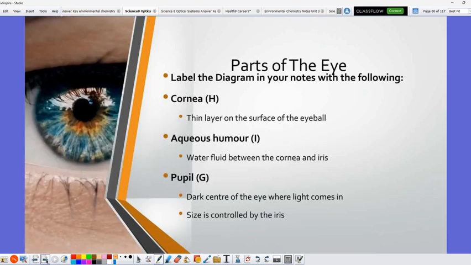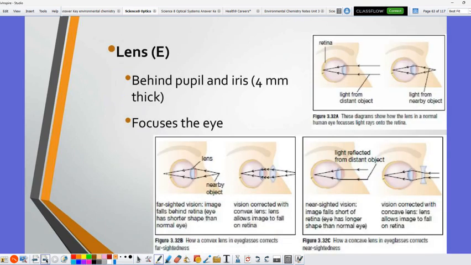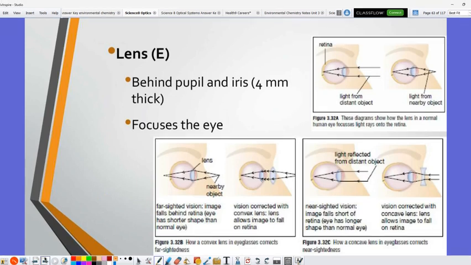Oh, I got two kinds of humors. There's the aqueous humor, the fluid between the cornea and the iris, and then there's the vitreous humor, which is the fluid which helps keep the shape of the eye. And then we have the lens, which is behind the pupil and iris. It helps focus the eye.